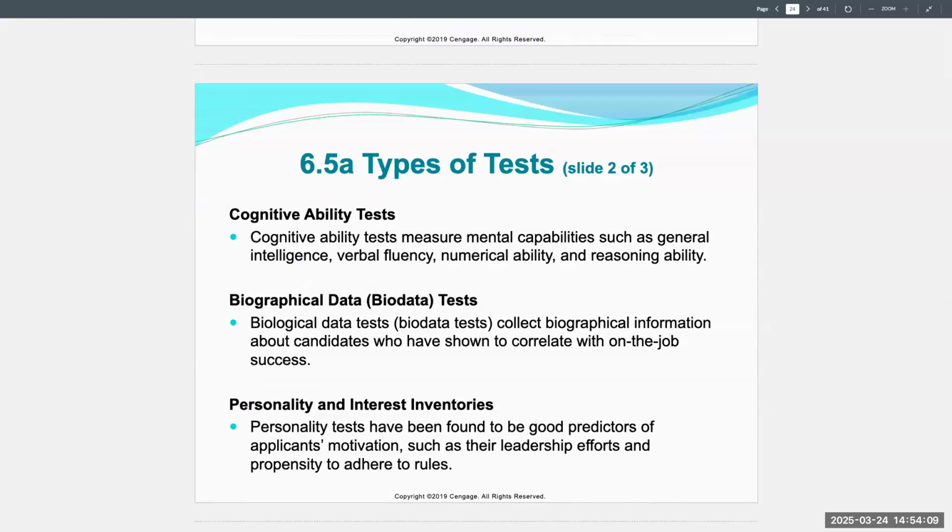All right. Biographical data draws on candidates' past behaviors and life experiences to predict future performance. They might ask about hobbies, past jobs, and how one handles specific situations.